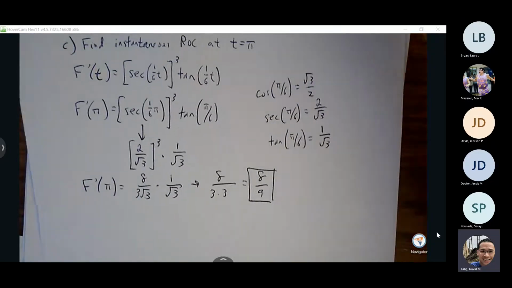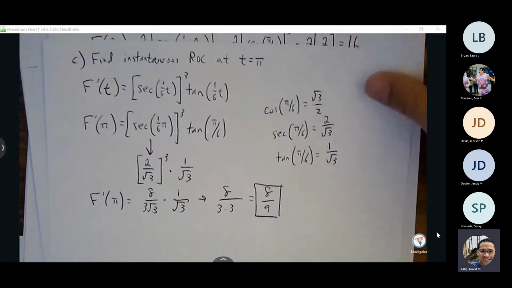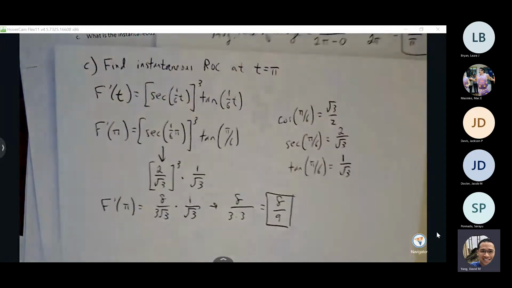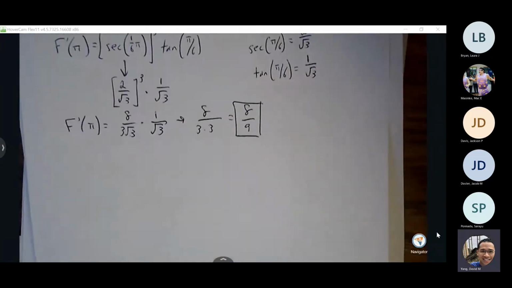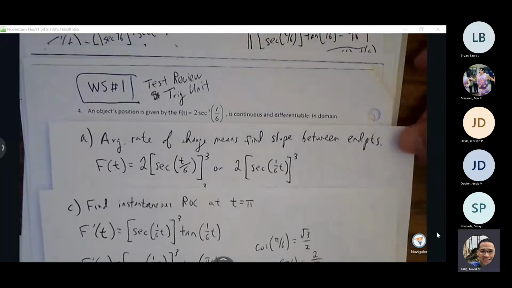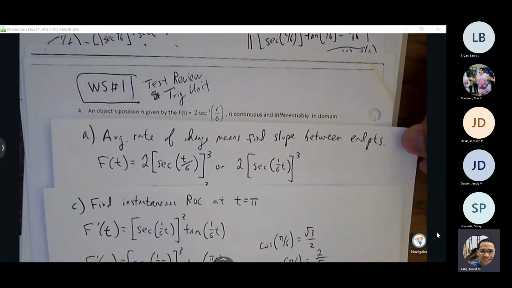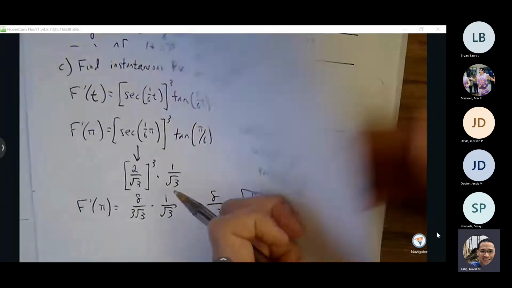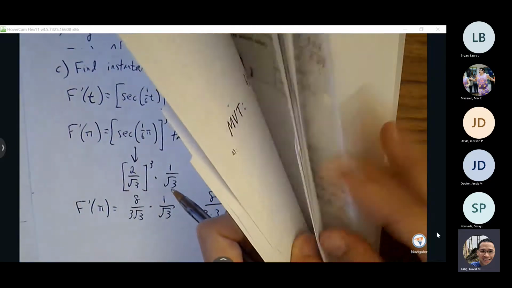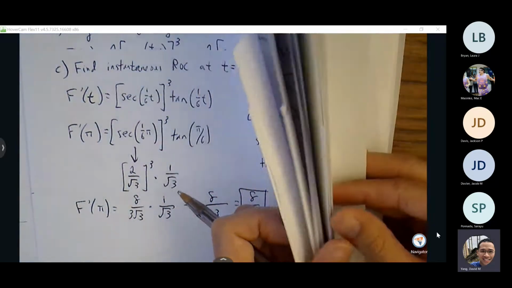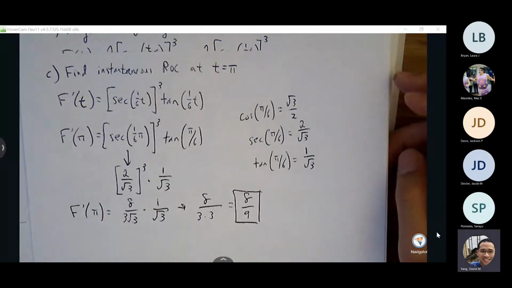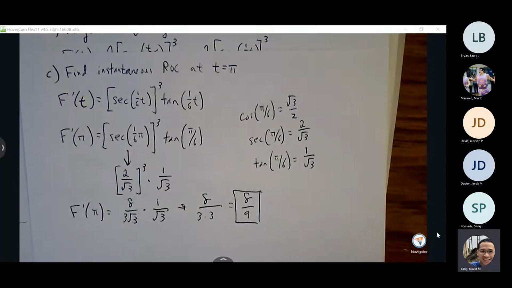Okay, so this is, yeah, we just did worksheet 1, number 4. Okay, any questions with that? Okay, let's do an inverse trig derivative and an implicit differentiation.